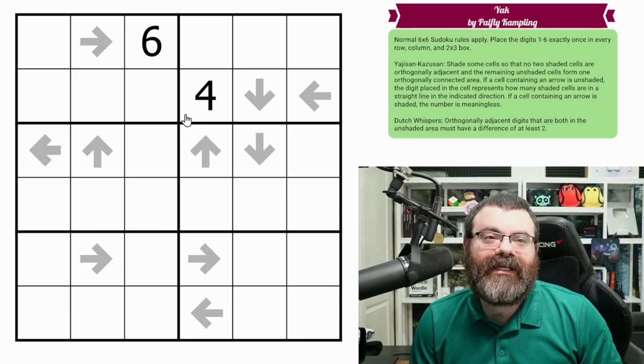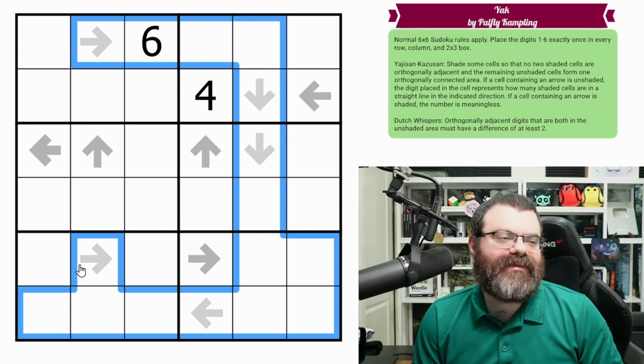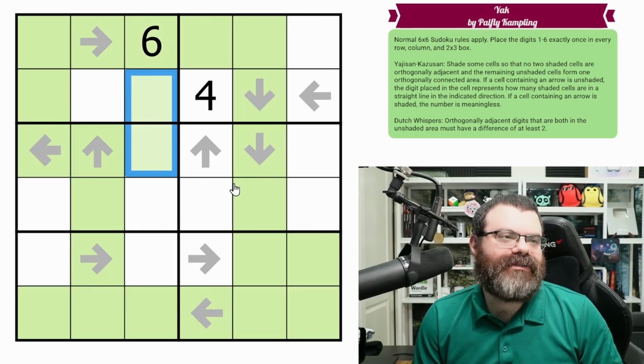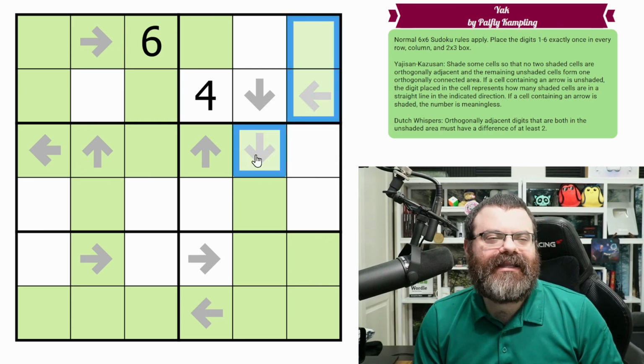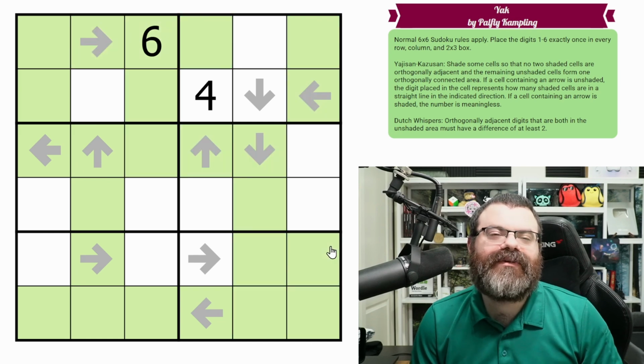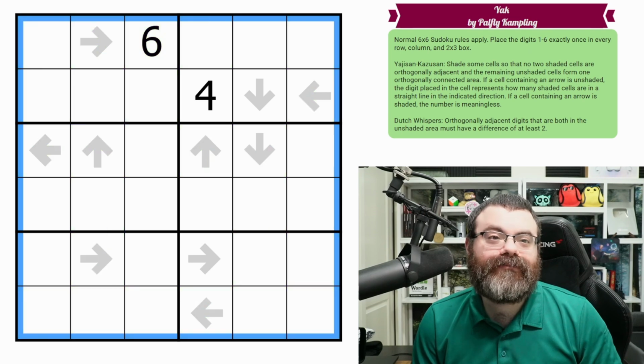And then additionally, the remaining unshaded cells form one orthogonally connected area. So our unshaded cells might do something like this. We'd have to have more unshaded cells, but they have to be orthogonally connected. What we can't do is have an island isolated somewhere. Like we can't just have this be unshaded and then not connected orthogonally to the rest of it. We need one unbroken orthogonally connected area, meaning they all share an edge.